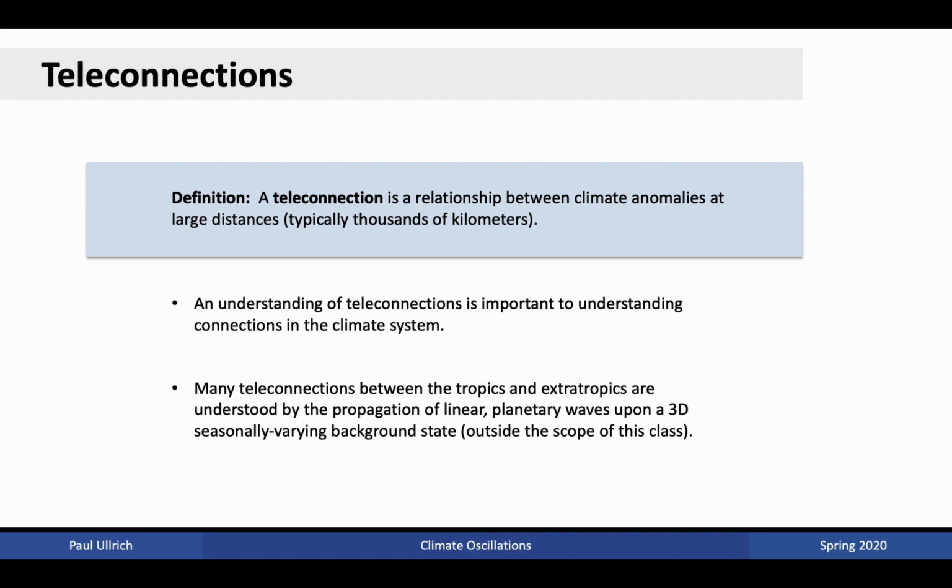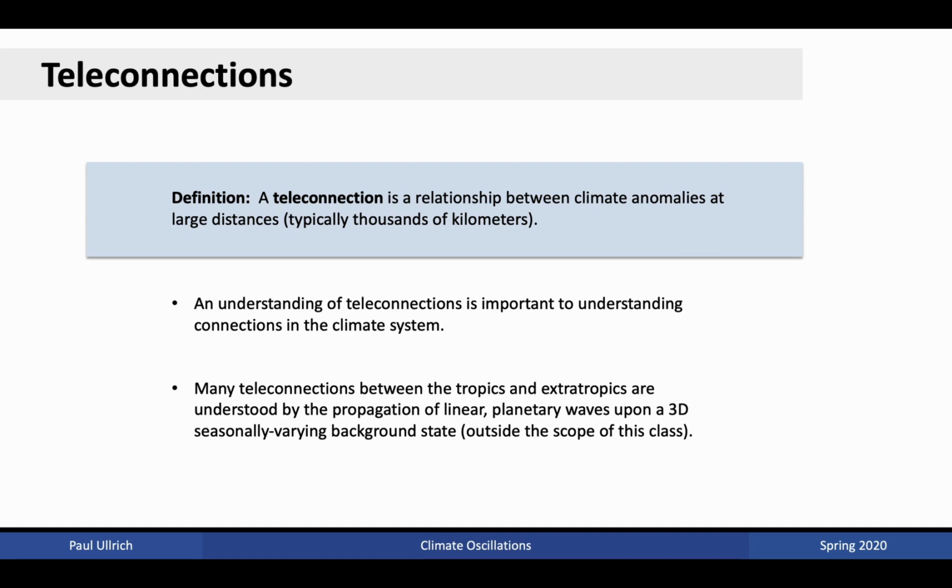Major teleconnection centers of the world are known for propagating their influence globally and influencing the climate far away from those teleconnection centers. An understanding of these teleconnections is important to understanding connections within the climate system and propagation of information over large distances. Many of these teleconnections between the tropics and extratropics are understood primarily through the propagation of linear planetary waves upon a 3D seasonally varying background state.